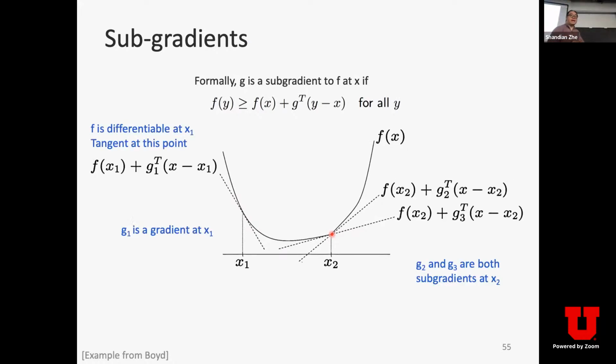And we can see that at some point where your f is not differentiable, you could have many different subgradients. Right? In that case, you can just pick whatever subgradient you like and perform the subgradient descent.